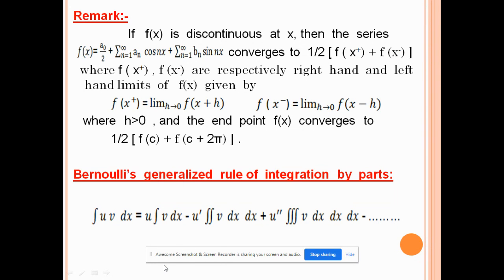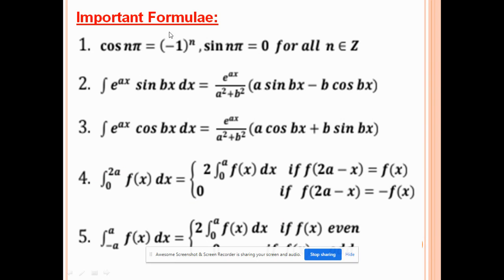Next, here we have some important formulas. Cos n pi is equal to minus 1 raised to n. Sin n pi is equal to 0 for all n belongs to Z. These are some important results you have to remember. While solving examples, these are very helpful results. We must know these results.